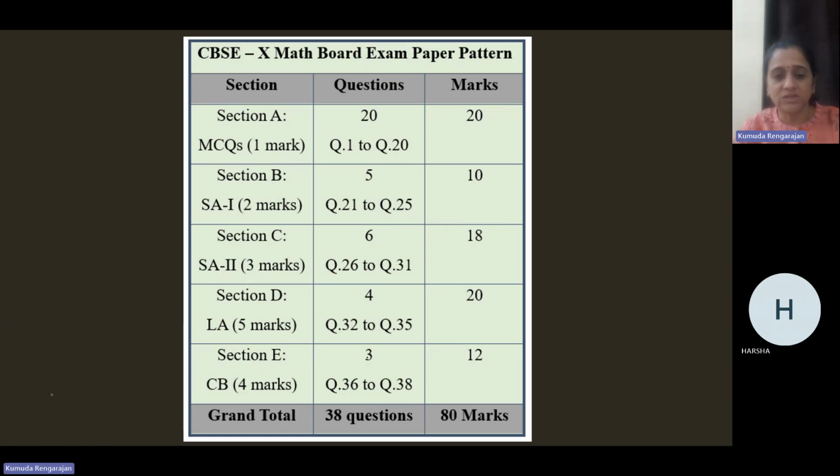So that's the last section, section E, 3 questions, 4 marks each. 4 into 3, 12. So totally your paper will be for 80 marks, 48 questions in all. Now, at school, they are not always fair with the children. To be very honest, sometimes MCQs are so lengthy that you cannot really finish the paper on time.